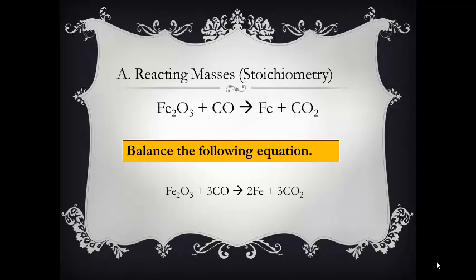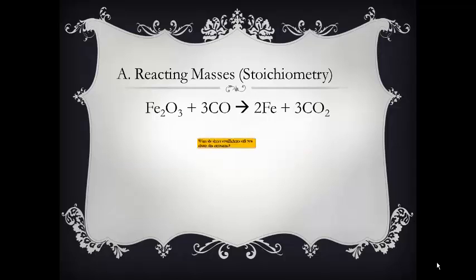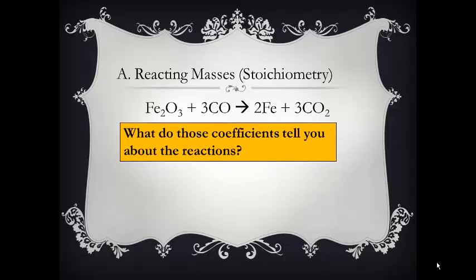So 1 molecule of iron(III) oxide, rust, we'll add 3 molecules of carbon monoxide and we'll make 2 atoms of Fe and 3 molecules of carbon dioxide. So, what do these coefficients tell you for the reactions? Well, it tells you a recipe. So that means if I have 1 molecule of iron oxide, it will react with 3 molecules of carbon monoxide. It will make 2 atoms of Fe and make 3 molecules of carbon dioxide.